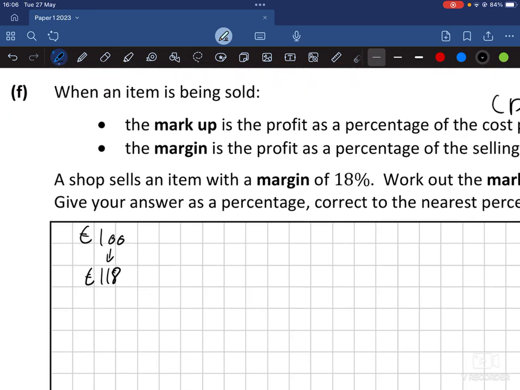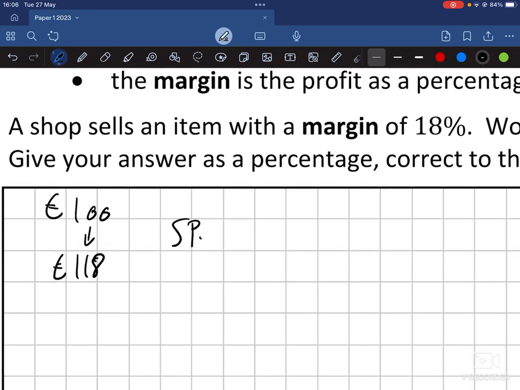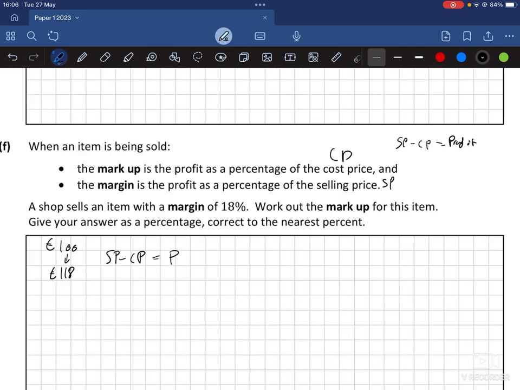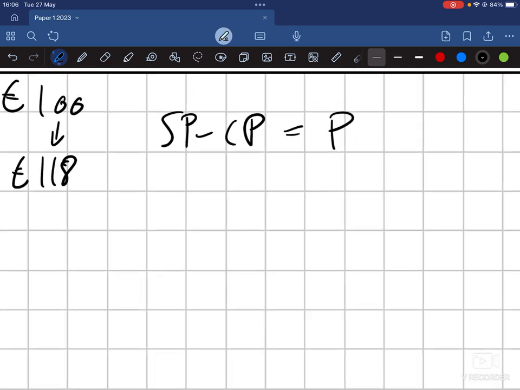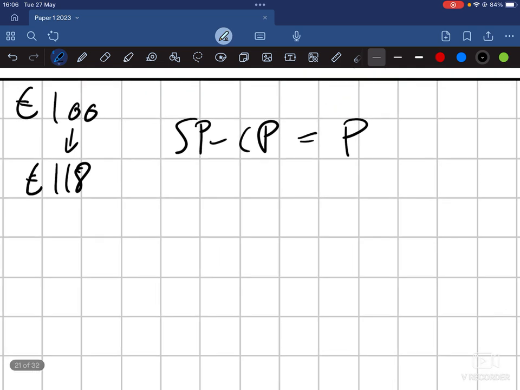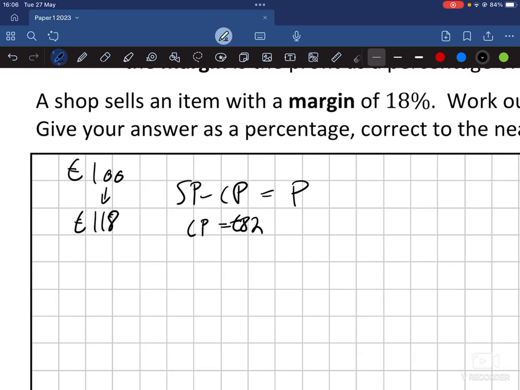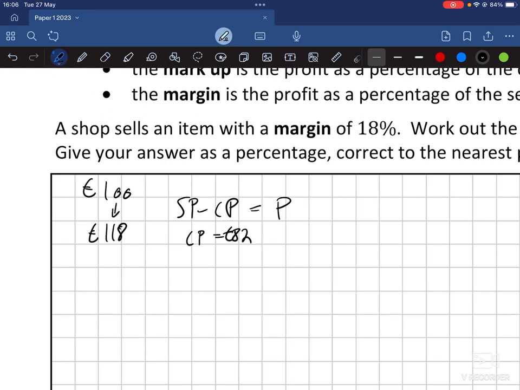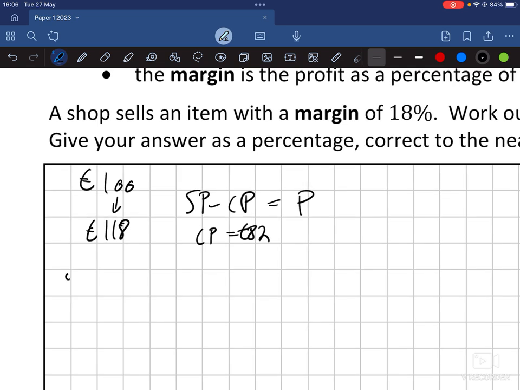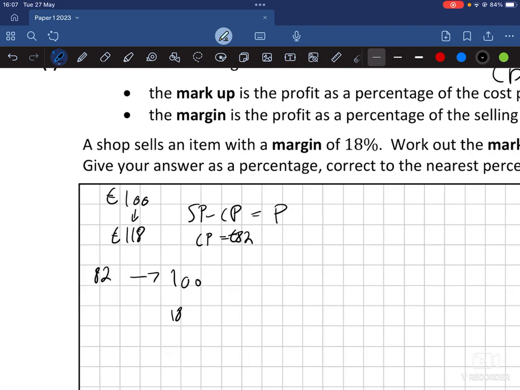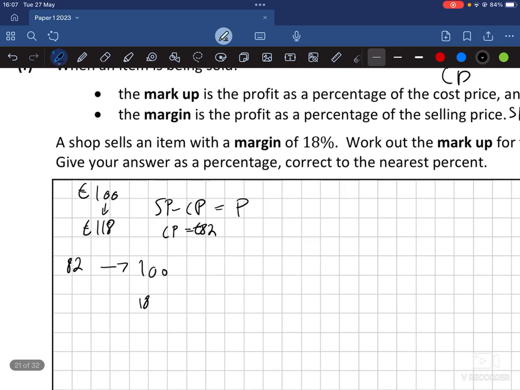So if they made €18 profit, oh yes, okay, perfect. Now I can actually use this one I had over here, the selling price minus the cost price is the profit. Okay, this is interesting. So now I could say the selling price was 100. So the cost price in this case must have been €82. So that must mean we bought it for 82, sold it for 100, and we made €18 profit.